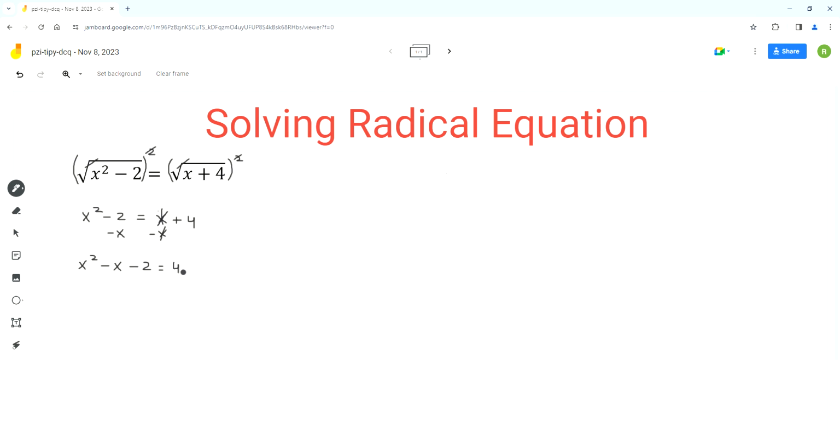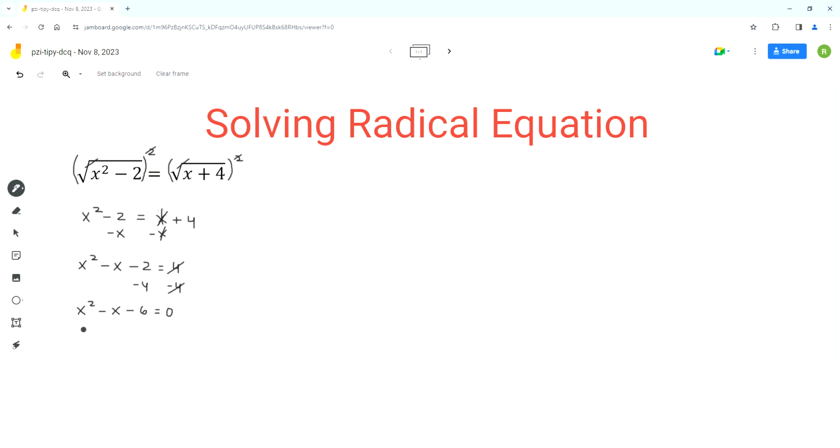Now we have to move the 4 to the left side of the equation because we want to set it equal to 0 and then solve for x. So we subtract 4 from both sides. So the 4's on the right side cancel each other out. So we get x squared minus x minus 6 equals 0. So we can solve this equation.